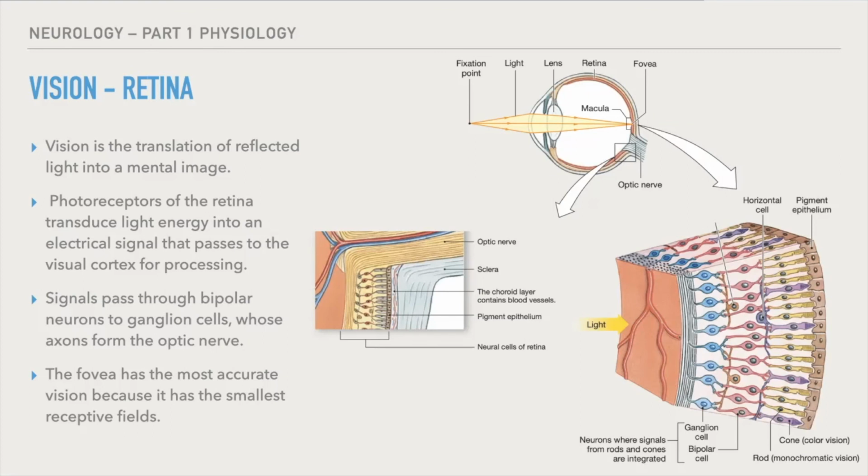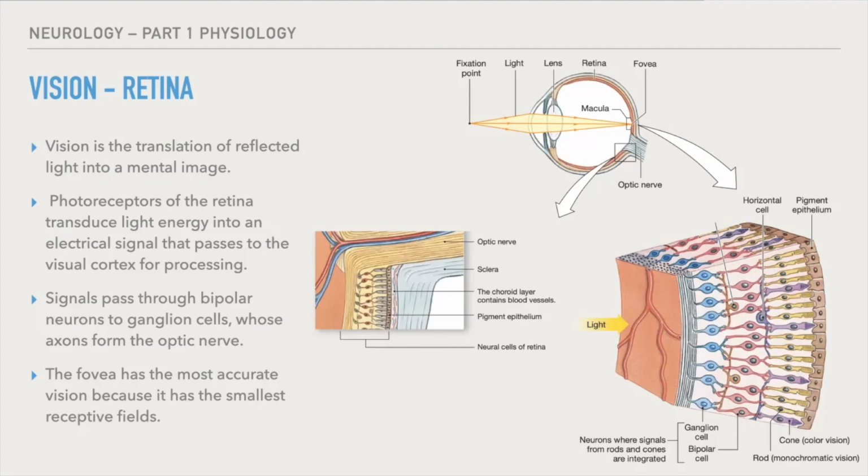And there is a special area in the retina. It's called the fovea, and it has the most acute vision, because this is the smallest receptive field. The retina consists of 10 retinal layers, and the outermost layer is the retinal pigment epithelium, as you can see in the picture on the bottom right.